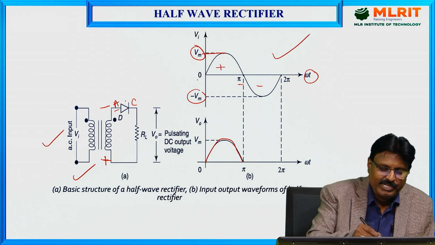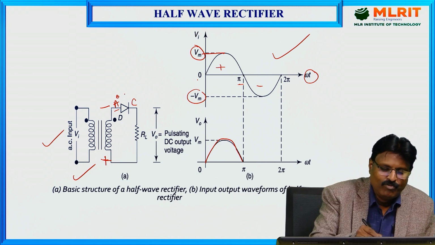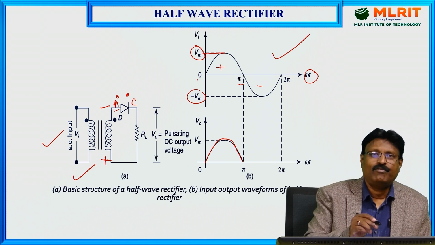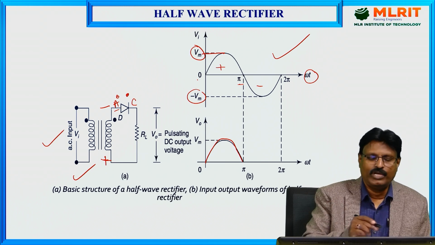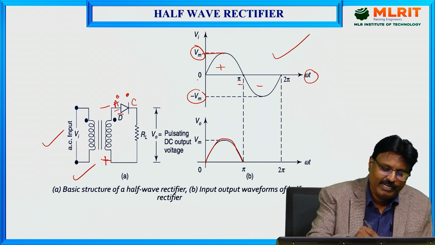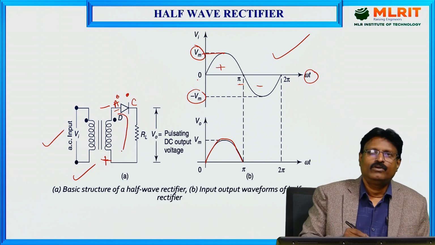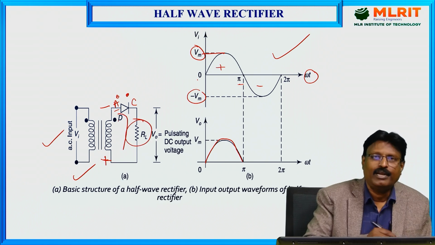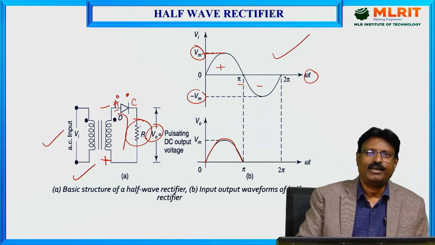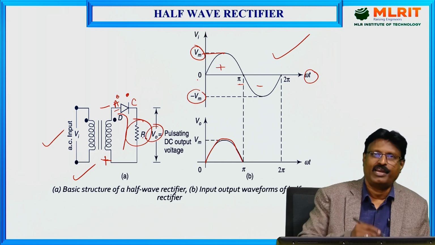Whenever a diode is reverse bias, it acts like an open circuit, and the current flown will be equal to 0. No current will flow through the diode because it is reverse bias. So there is no chance of any current to flow through the load resistance RL. So the voltage drop across this load resistance RL is equal to 0 into RL.